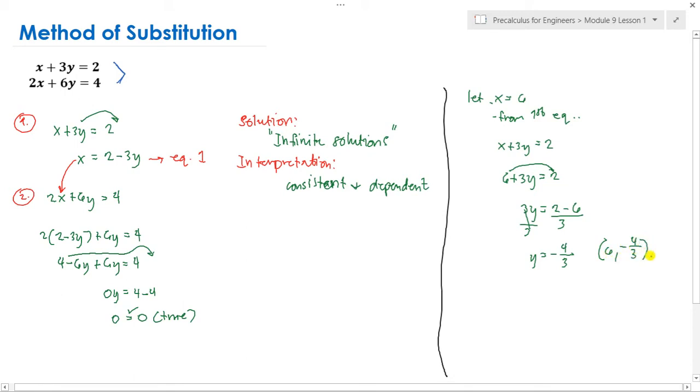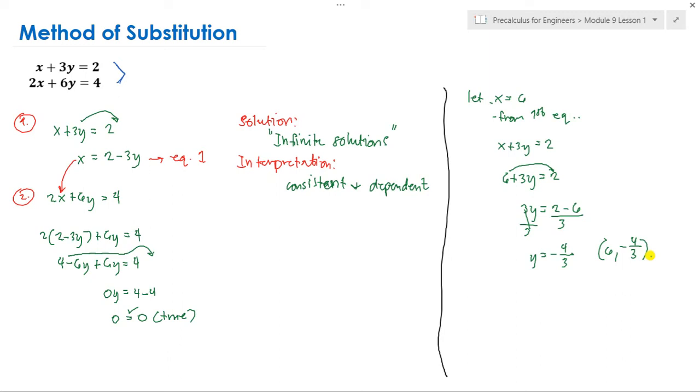Actually, not only 6 and negative 4 thirds for y, there is a variety of solutions since it is an infinite solution. From negative infinity to positive infinity, you can give any integer. You can also check this using equation 2. And to prove and verify this, let's graph it in our online graphing calculator to see its behavior.